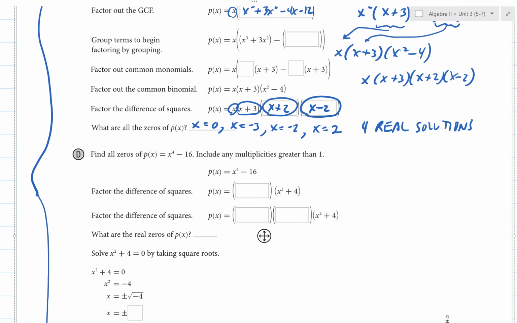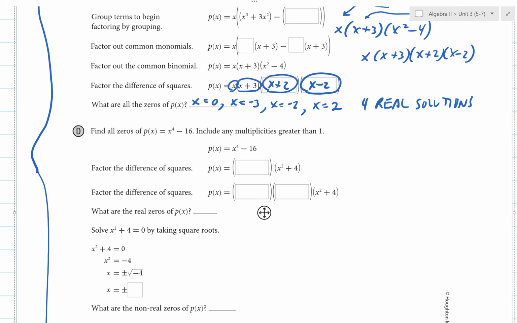Okay, example D. x to the 4th minus 16. They give you kind of a hint there. How can we factor something like that? What pattern is that? Difference of squares. So we can factor it as x squared minus 4 times x squared plus 4. And then the x squared minus 4 we can factor again: x plus 2, x minus 2, because that's a difference of squares. And so now we're factored completely.